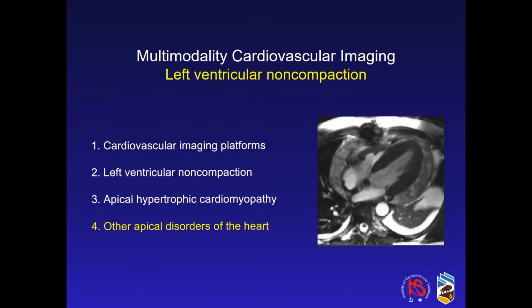Now that we have an increased understanding of the various cardiovascular imaging platforms, how and when to diagnose LV non-compaction, and then finally apical hypertrophic cardiomyopathy, what other apical imposters must one consider in the differential diagnosis of apical disease?